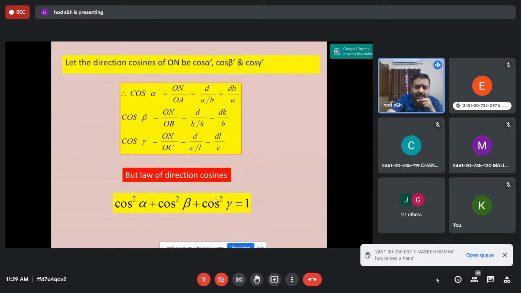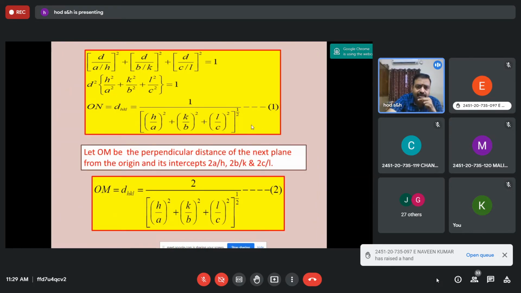And from the law of direction cosines, you have cos square alpha plus cos square beta plus cos square gamma is equal to 1. Then you substitute this. From this, you can write (d by a by h) whole square plus (d by b by k) whole square plus (d by c by l) whole square is equal to 1. By simplifying this, you can write d is equal to 1 by [(h by a) whole square plus (k by b) whole square plus (l by c) whole square] to the power of half. This is for a general orthorhombic system.